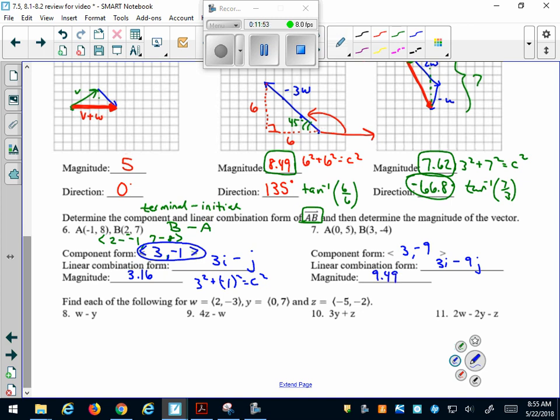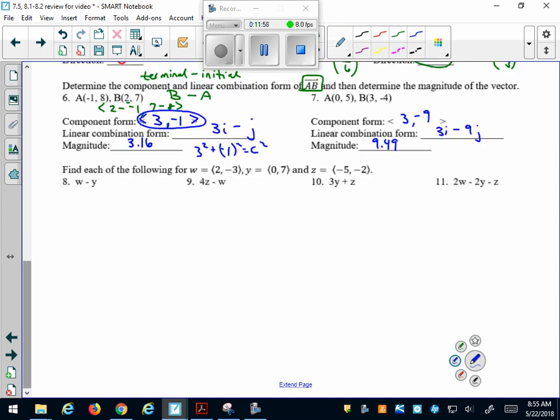Okay, find each of the following for W. We're given the component forms of these vectors, and now we're adding or subtracting them. Sometimes there's a scalar that we have to multiply by. So for W minus Y, we're just going to say 2, negative 3 is W. And we're going to subtract Y. Y is just 0, 7. Subtract them. 2 minus 0 is 2. Negative 3 minus 7 is negative 10. And our answer should be 2, negative 10.